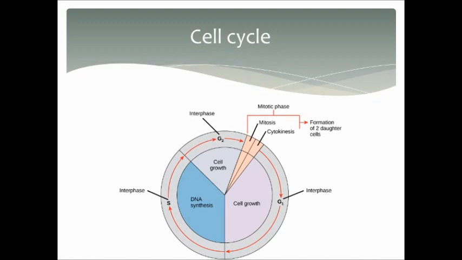Interphase is the phase that the cell spends most of its life in, and this is where the cell grows and the DNA is replicated. Mitosis results in the formation of two separate nuclei that are genetically identical. And lastly, with cytokinesis, that's when cells separate, forming two individual cells. So we'll show each step of that.